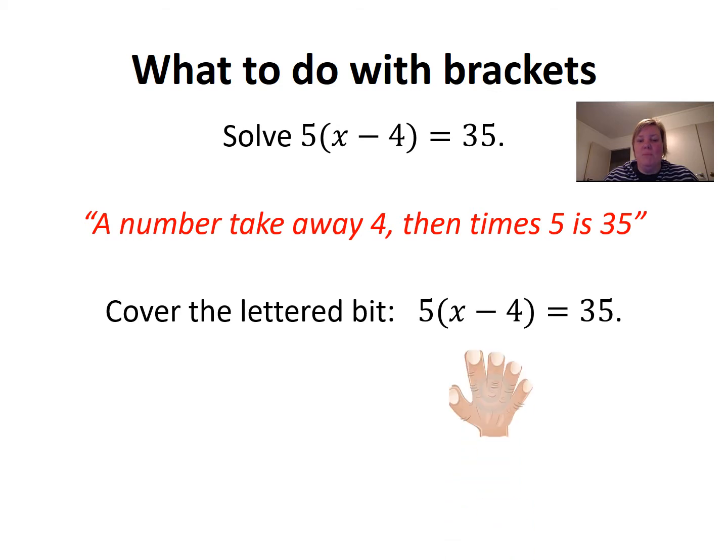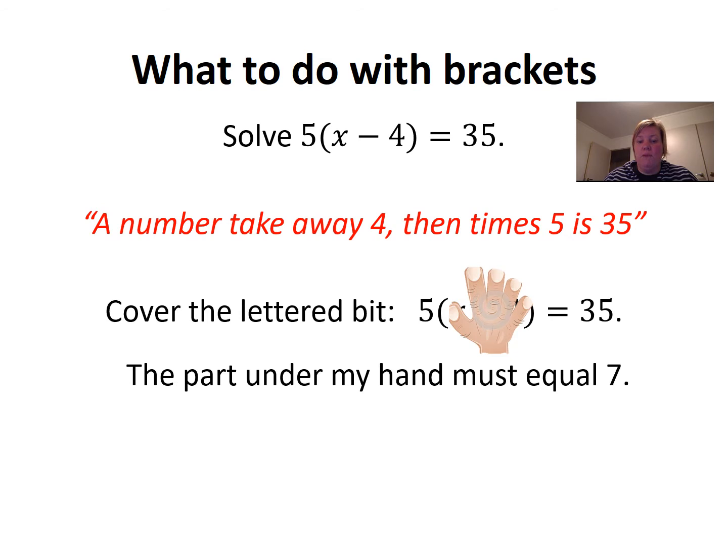So we're going to cover the letter bit. If you have a look at this, you've got to multiply by 5 equals 35. So the first thing we're going to do to undo that is divide by 5. I'm going to divide by 5 both sides. The bit under the hand, that cancels that out. The bit under the hand has got to equal 7. And the bit under the hand, if you remember, was x minus 4.